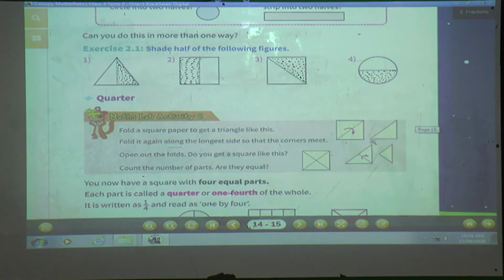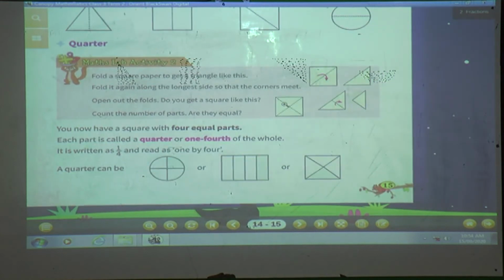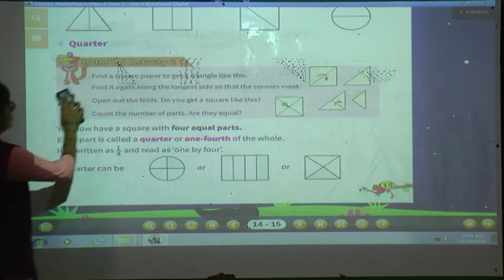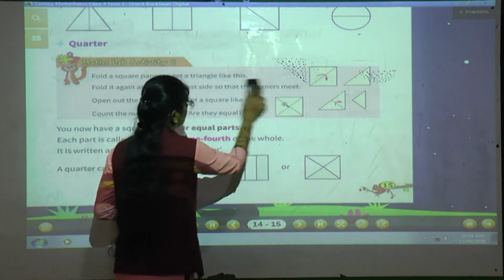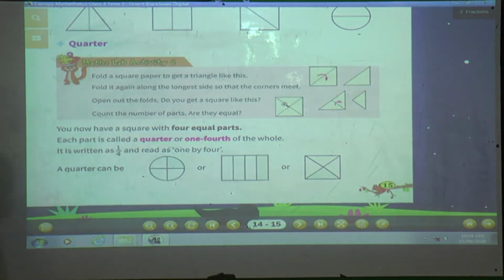Okay, now we'll move to the next concept. What is the next concept? See, quarter. What is meant by quarter now? For that we will see one activity. See here, what activity we have to do? Fold a square paper to get a triangle like this.